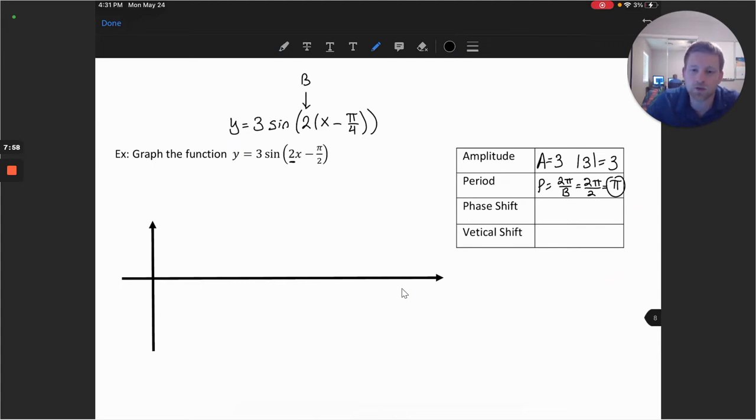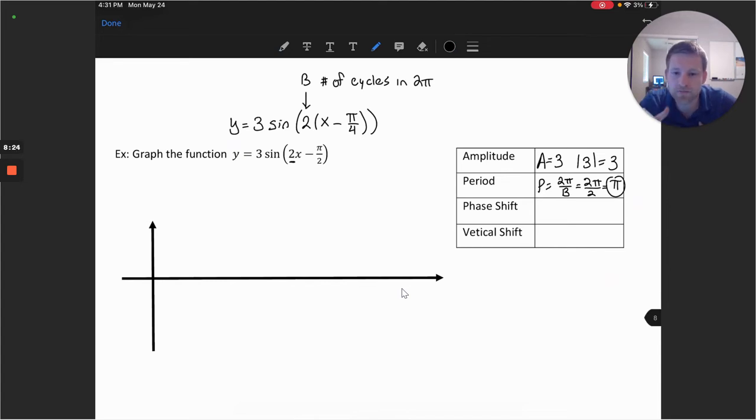So that means I'm going to do a full cycle in pi units, or another way to think about this is B is the number of cycles in 2 pi. So we're going to do 2 full cycles in 2 pi and 1 cycle in pi units.